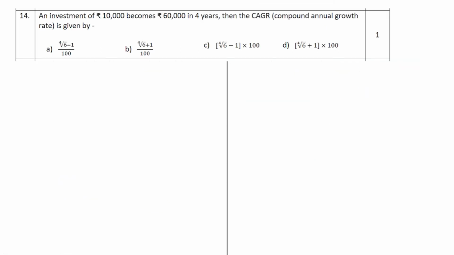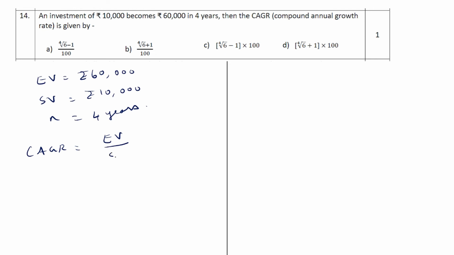Moving on to the next question. An investment of rupees 10,000 becomes rupees 60,000 in 4 years. Then the compound annual growth rate is given by. This is also very easy. The ending value is given, it is 60,000. Starting value is given, it is rupees 10,000. And n is given as 4 years. Compound annual growth rate is given as ending value upon starting value, the whole raised to 1 by n, minus 1, into 100.